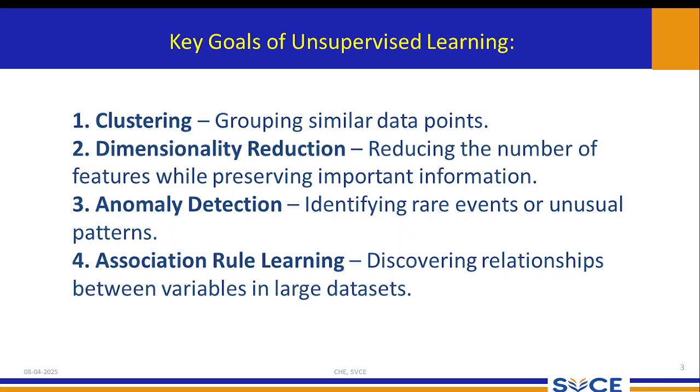One is clustering, another one is dimensionality reduction, third one is anomaly detection, fourth one is association rule learning. So in clustering, grouping similar data points. Okay, so we will see a few chemical engineering examples for each of these four categories. Before getting into the chemical engineering examples, we will try to understand the four different goals of unsupervised learning.